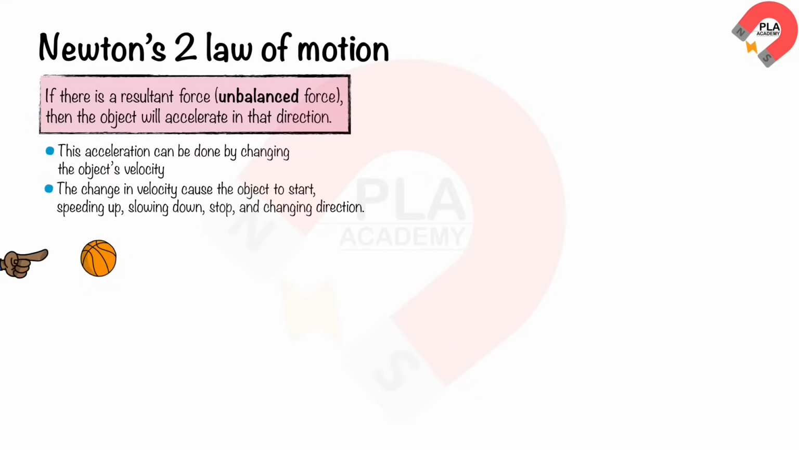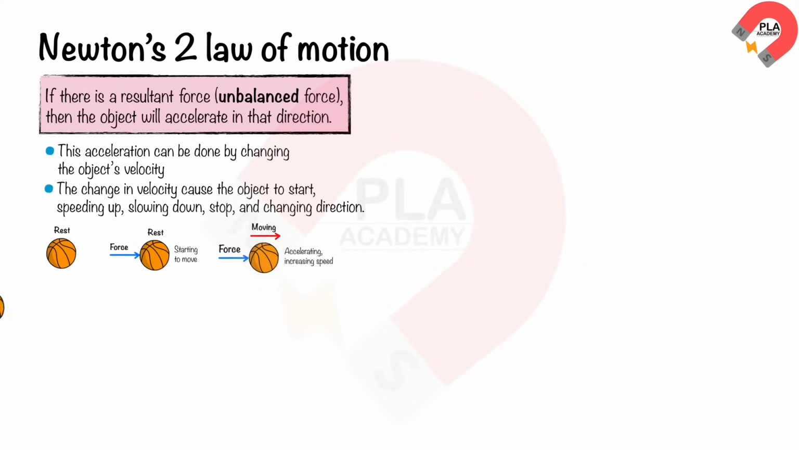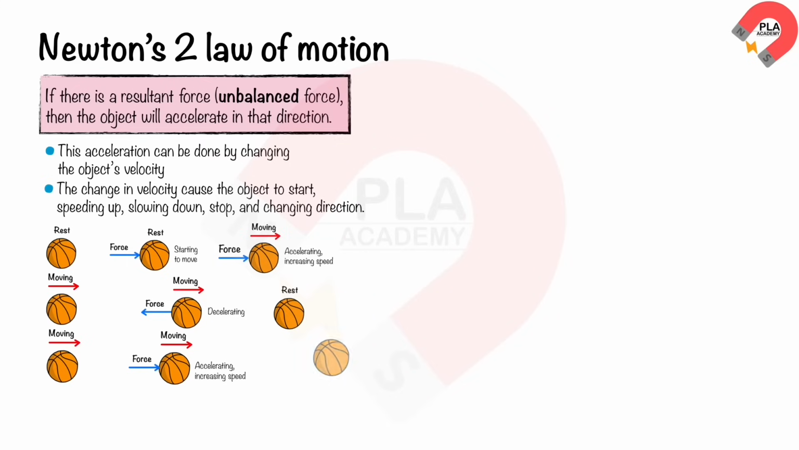If a resultant force acts on an object at rest, the object will accelerate, starting to move, increasing its speed. If a resultant force acts on an object in the opposite direction of its motion, the object will decelerate, eventually coming to a stop. If a resultant force acts on an object in the same direction of its motion, the object will accelerate, further increasing its speed. If a resultant force acts on an object at a perpendicular angle to its direction of motion, the object will change direction, while its speed remains the same.